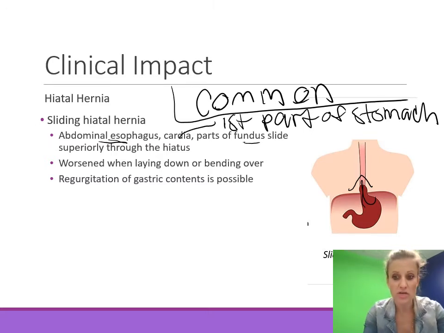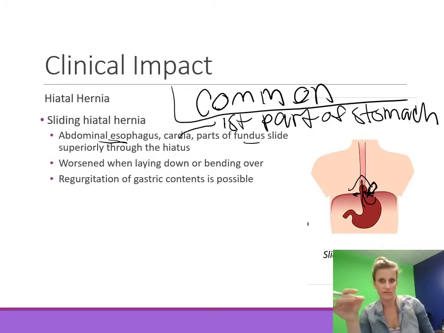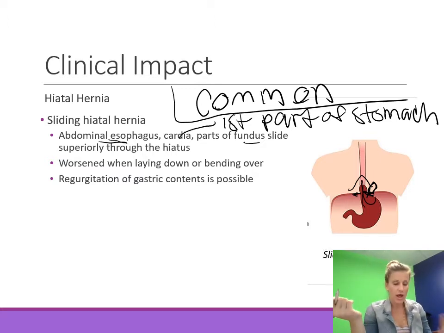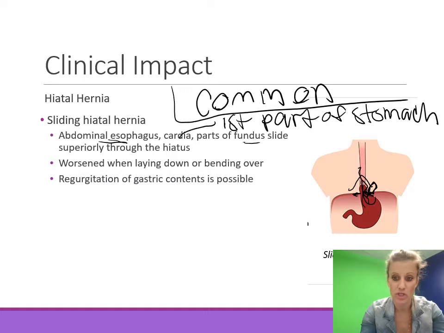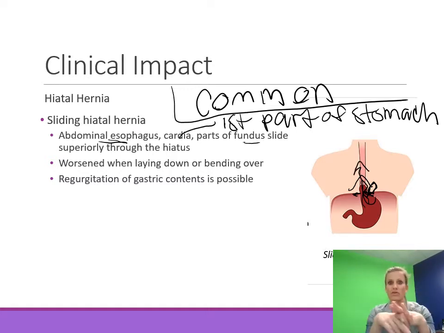With paraesophageal, there is a herniation over here, but the entrance into the stomach is in the right place. So you still have a functioning inferior esophageal sphincter, and the food is still kept down in the stomach. The gastric contents are still kept down in the stomach. But in a sliding hiatal hernia, everything has been pushed up. So you no longer have an appropriately functioning inferior esophageal sphincter, or it doesn't function as well. So regurgitation of gastric contents is much more likely.